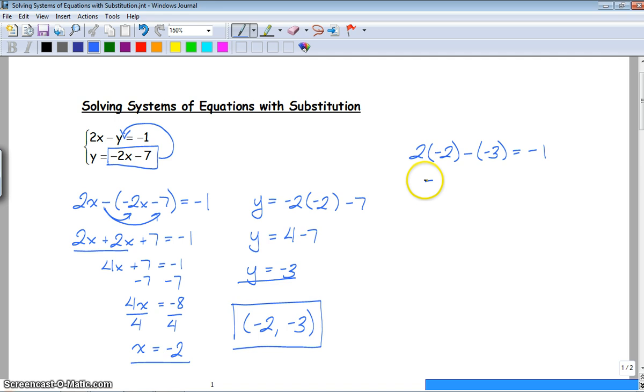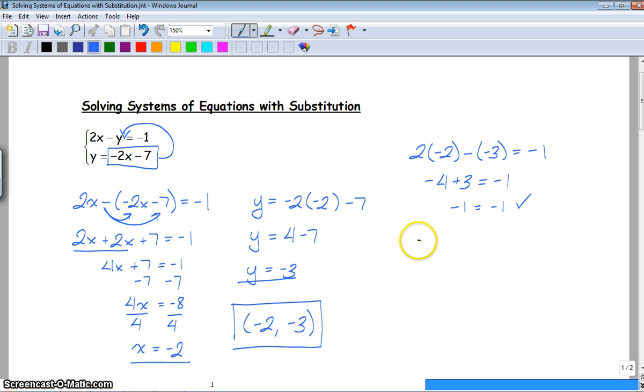2 times negative 2 is negative 4, minus a negative is plus 3, equals negative 1. Negative 4 plus 3 is negative 1, which equals negative 1. So it works in the first equation. In the second equation, same thing.